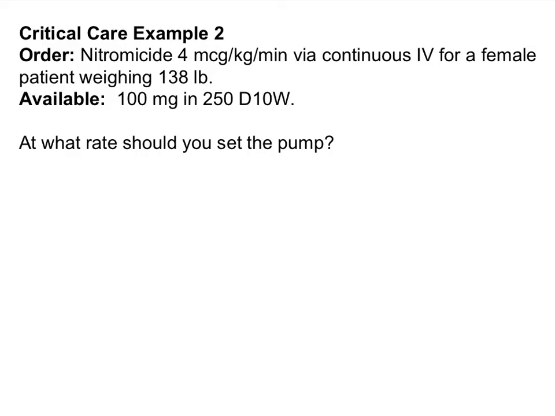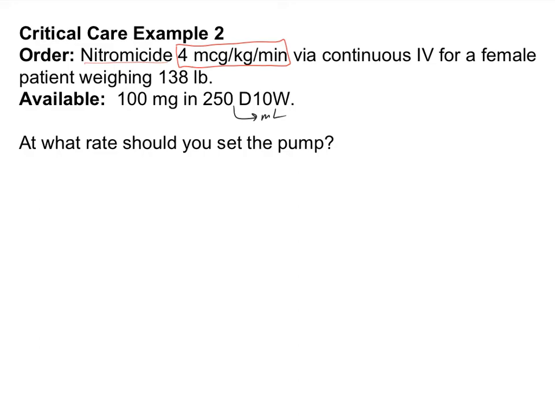This problem states we need to administer this medication, I'm not even going to try to pronounce that, nitromicide, 4 micrograms per kilogram per minute. This is through an IV. It's for a female patient weighing 138 pounds, and we know what's available to us. We have 100 milligrams of this medication and 250 mLs of D10W. So what you need to determine is the pump rate. What do you need to go over and set the pump so that the patient is receiving the appropriate dosage of 4 micrograms per kilogram per minute?